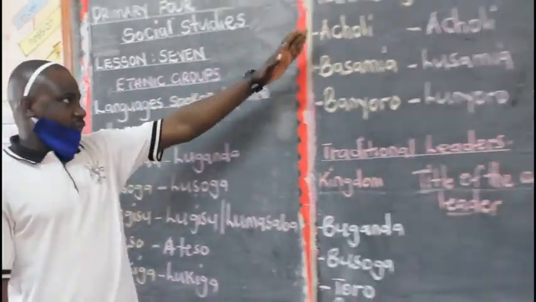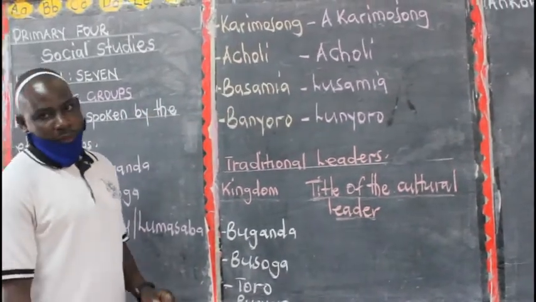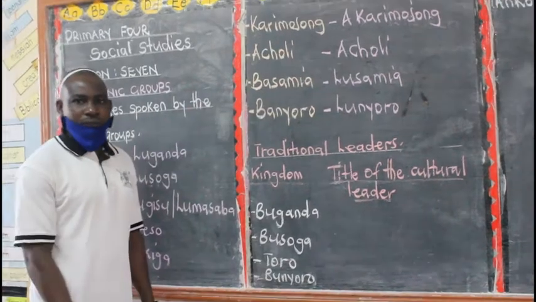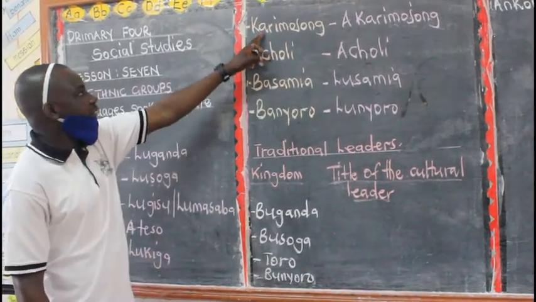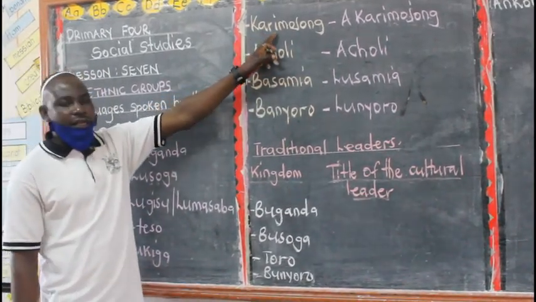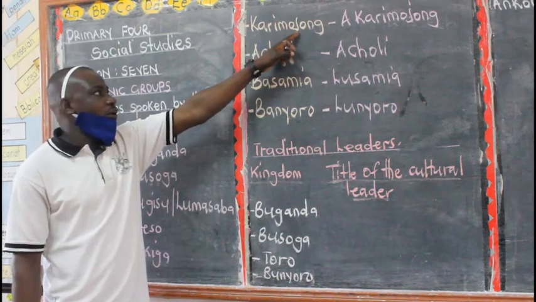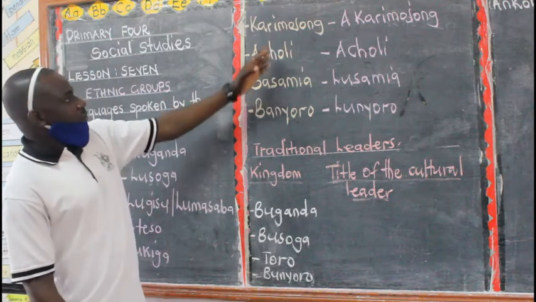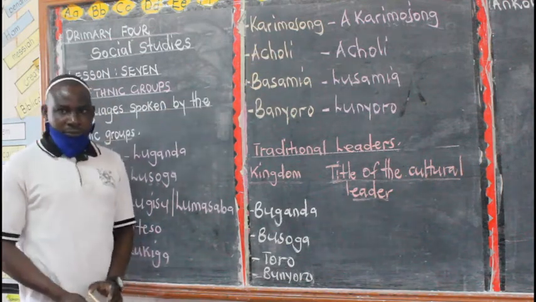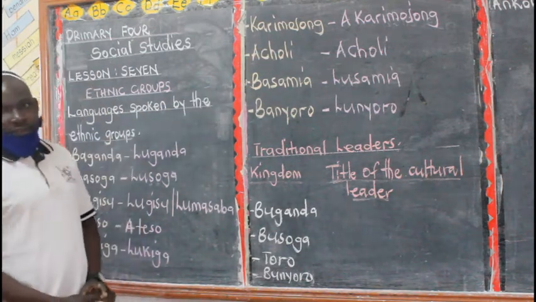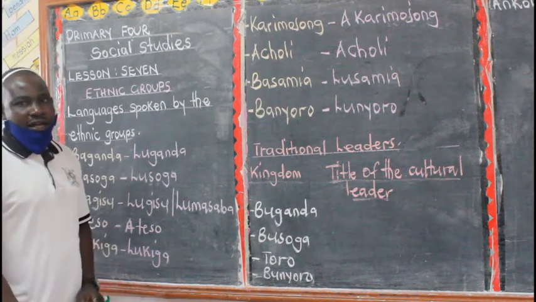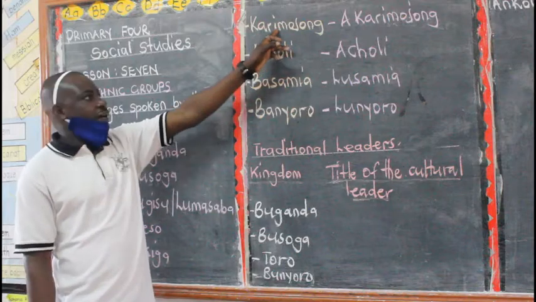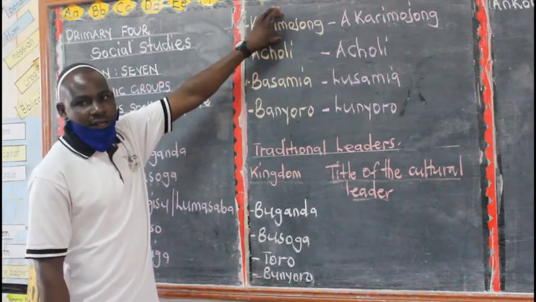Then we have another tribe. We have the Karimojong. Look at the spelling of the word Karimojong. Where do you find the Karimojong? The Karimojong are found in the northeastern part of Uganda. Under which ethnic group do the Karimojong belong? The Karimojong are under the Plain Nilotes.